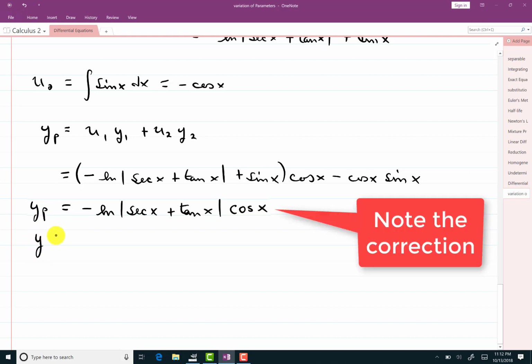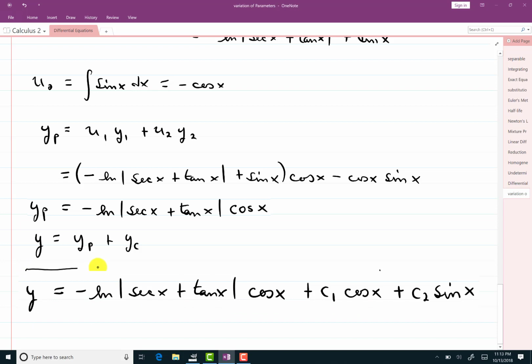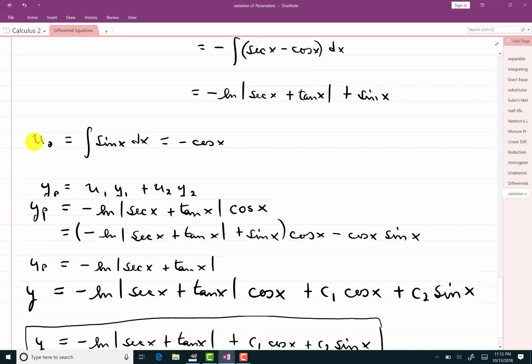Y, the solution, will be the y particular, y sub p, plus y sub c. So y will equal negative ln secant of x plus tangent of x plus y sub c, c1 cosine of x plus c2 sine of x. So this method is making use of solutions to the homogeneous equation. Let me go back a little bit and show you why this works.